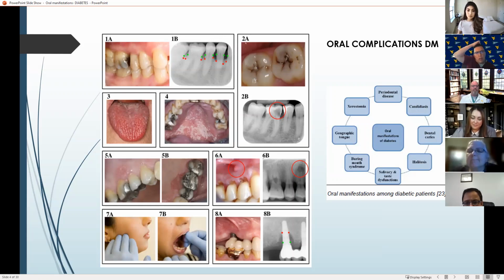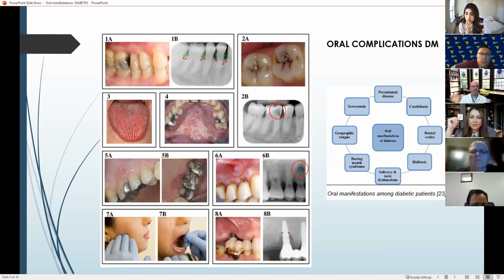So for example, on picture 1A and 1B, 1A shows the clinical aspect of periodontitis with the corresponding radiograph in 1B. 2A and 2B, 2A clinical view of caries, 2B the corresponding radiograph of a deep carious lesion. On picture 3, we can see the typical feature that is very characteristic of a patient with hyposalivation. Picture 4, oral candidiasis in the hard palate. Picture 5A and 5B. 5A shows leukoplakia, 5B an oral cancer.